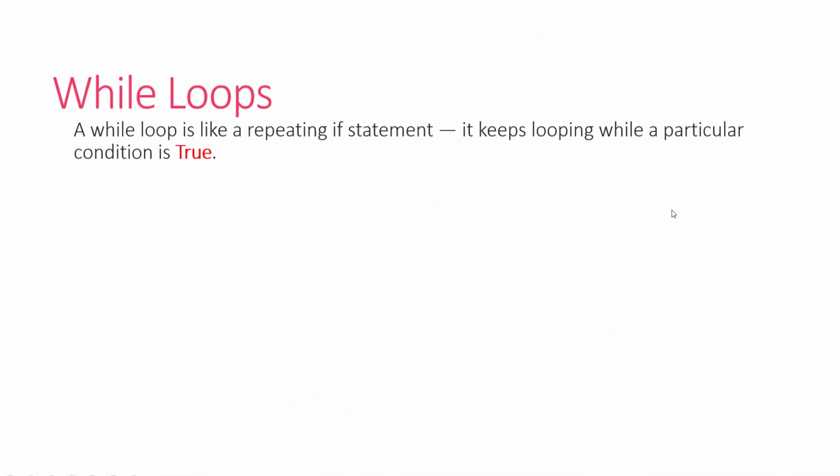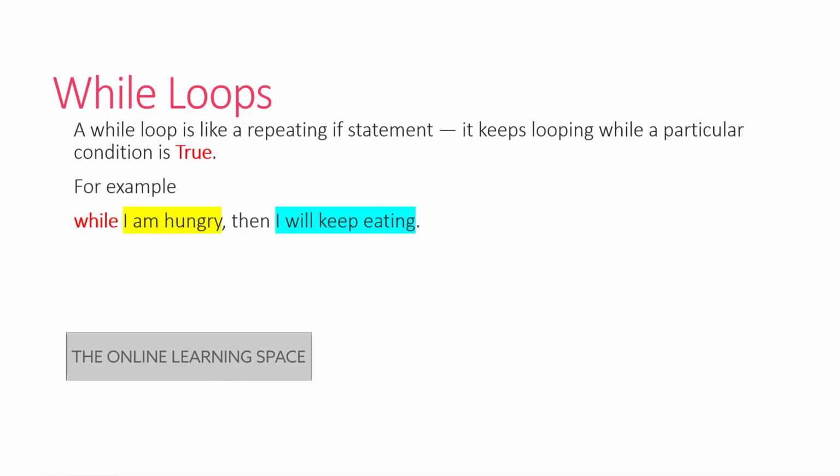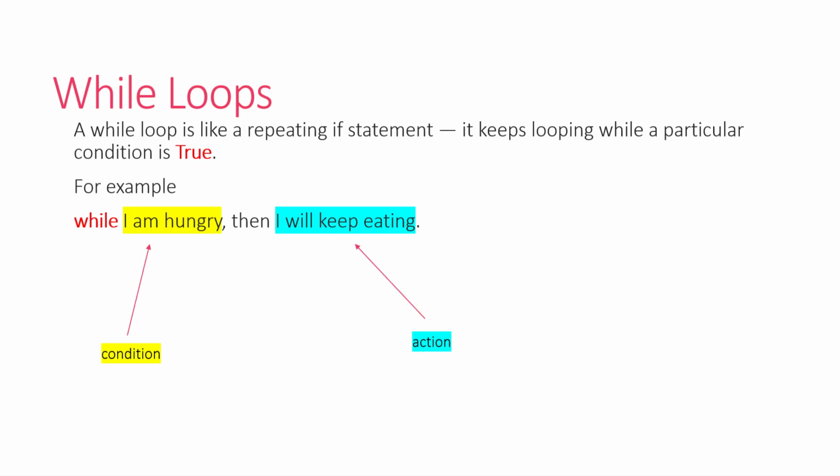So the first thing that we need to know is, what is a while loop? A while loop is like a repeating if statement. It keeps looping while a particular condition is true. So for example, while I'm hungry, then I will keep eating. The condition is that you're hungry, and the action that you need to do is to keep on eating when you are hungry.